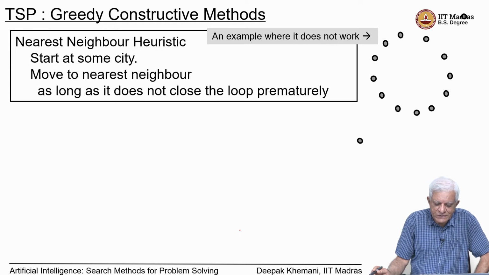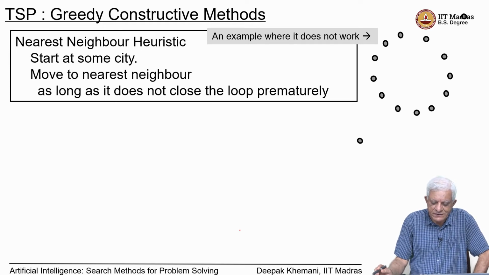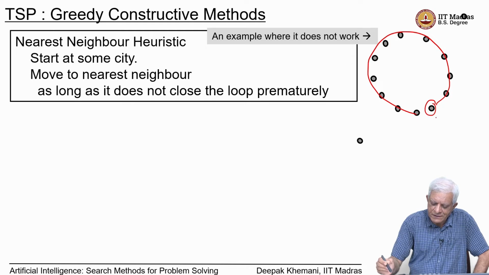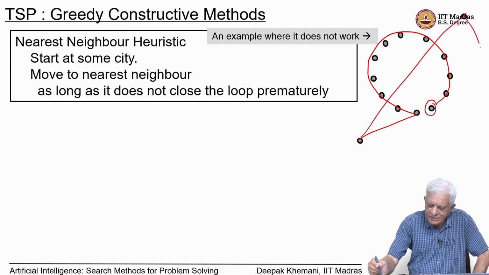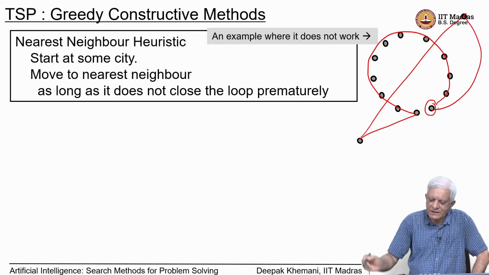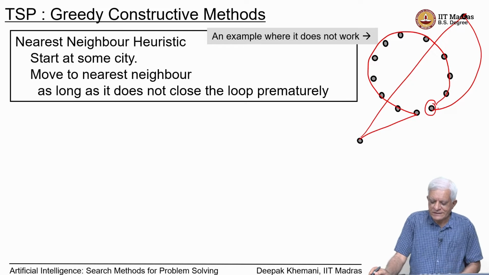This is a greedy approach. You start at some city and move to the nearest neighbor. As you can see, it will not work with this problem. So, for example, if I were to start with this, then I would go around like this, and then I would probably go here, and then I would probably go there, and then I would probably come here essentially. Now, clearly not the optimal tour essentially.